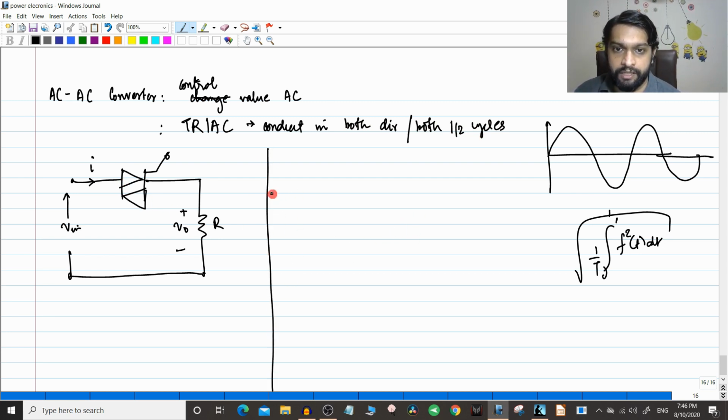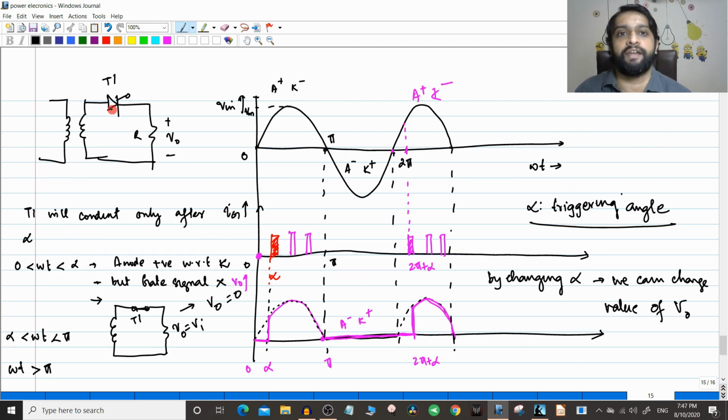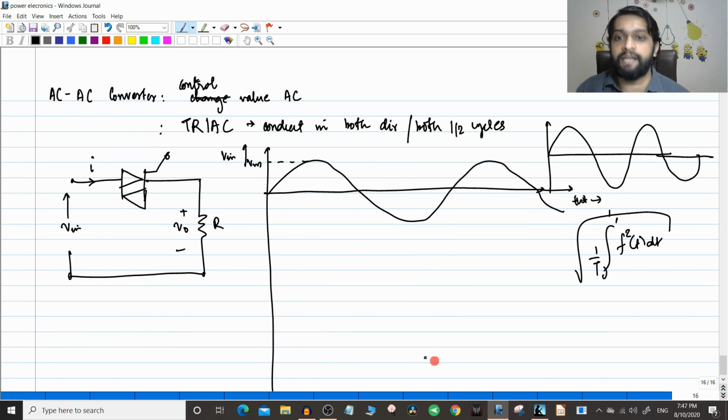So for example, you are having your input waveform. So this is your V input, with respect to omega t, and we'll take it as Vm here. I have told you in the previous example, in the negative half cycle, a thyristor cannot conduct. Even if you give the gate signal in the negative half cycle, a thyristor cannot conduct. However, in a triac, if you give a gate signal in the negative half cycle, it will conduct in the negative direction. In the positive direction, the current is moving from this side to this side. In the negative direction, the current will move from the opposite direction. That is the basic idea here.